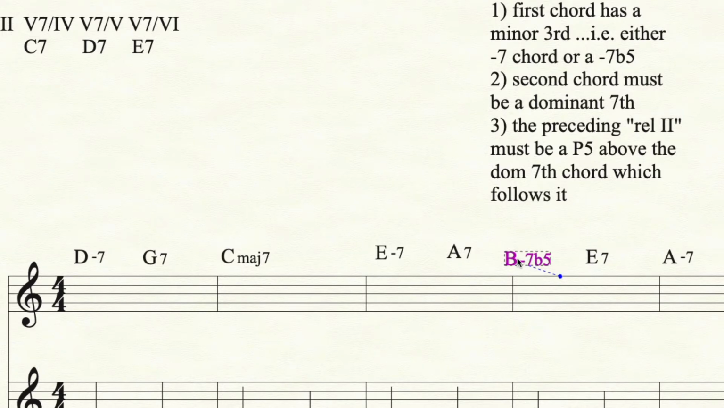It's a chord with a minor third. It's a perfect fifth above the following dominant. Okay, we have a special symbol for this at Berklee, and it's called the related 2 bracket, and it looks like that. This captures that particular relationship. We only draw that when all three of these requirements are met.